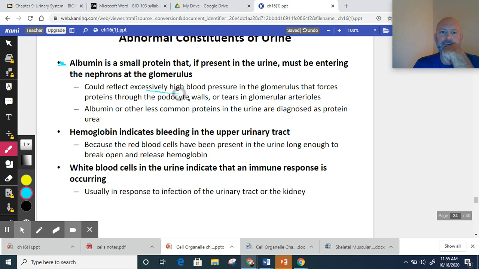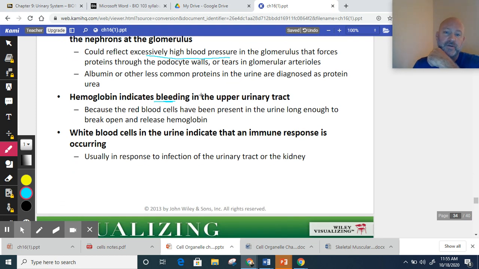High blood pressure, says here. Hemoglobin indicates you're bleeding somewhere. All right, so the red blood cells have been present in the urine long enough that they're starting to break down. White blood cells, of course, this is true anywhere, but in the urine indicates that there's an immune response happening. And that probably means that you have a urinary tract infection.